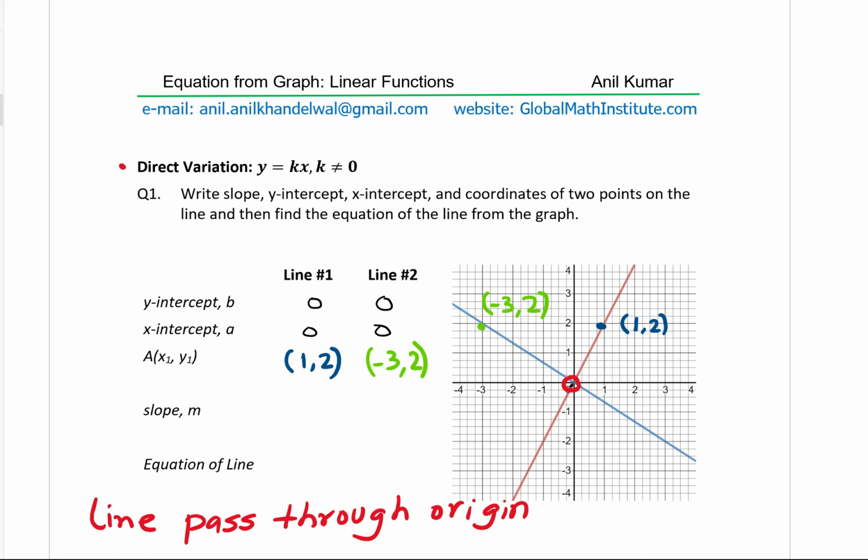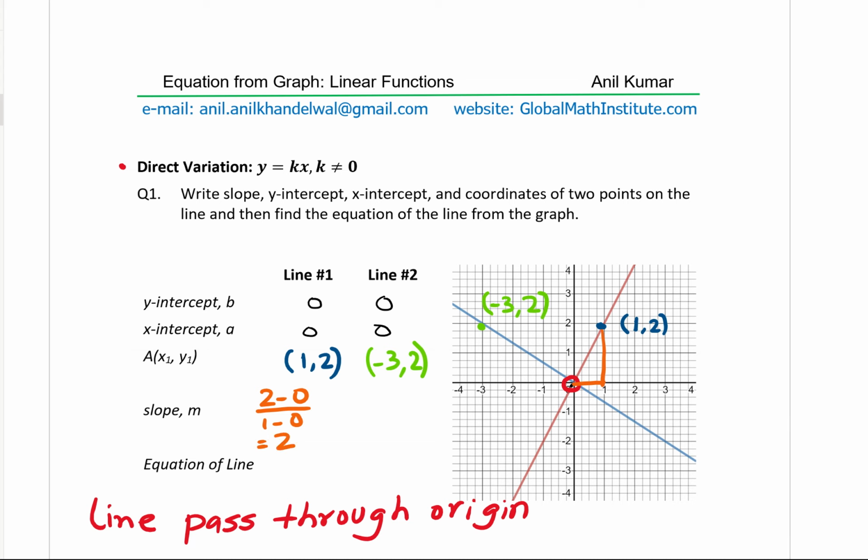How do we find the slope of this line? Well, slope is easy. In the first case, we have to find what is the rise and then what is the run. Since the origin is one of our points, 0, 0, the rise is the y value. So slope m will be equal to change in y, which is 2 minus 0, over run, which is 1 minus 0. So in this case, the slope is 2.